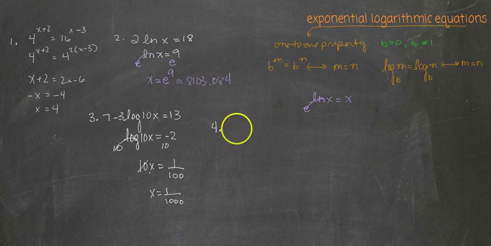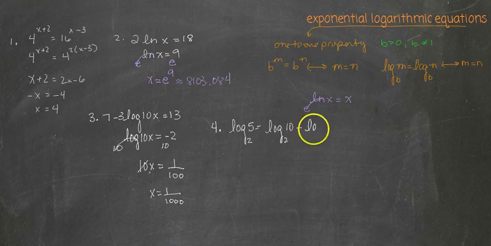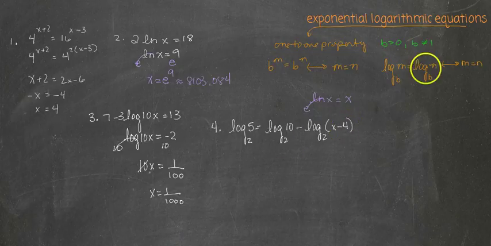All right, another example, example 4. I think just a bunch of examples will help make this as clear as possible. I have log base 2 of 5 equals log base 2 of 10 minus log base 2 of x minus 4. Okay, so I almost have my logarithmic one-to-one property, except on this side I have a subtraction of 2 logarithms. They're the same base, but I don't really have just a pure log on one side and a pure log on the other side. But I do have a previous property.